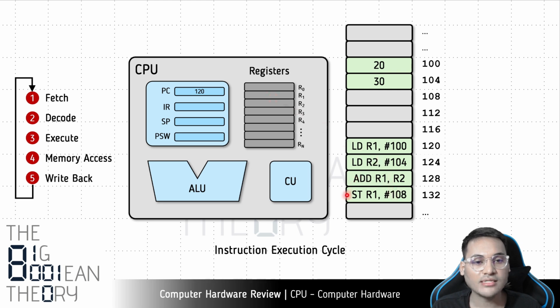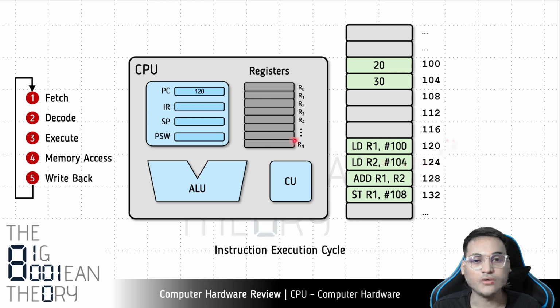And then the final instruction is saying: store the value produced as part of the addition, which is in R1, into the memory location 108. So R1 will contain the result of the addition that has to be stored in the 108th location. So this is a hypothetical program with some example instructions and data.